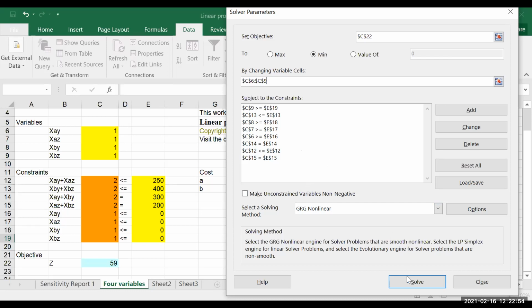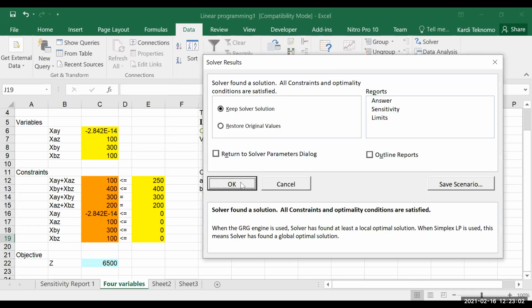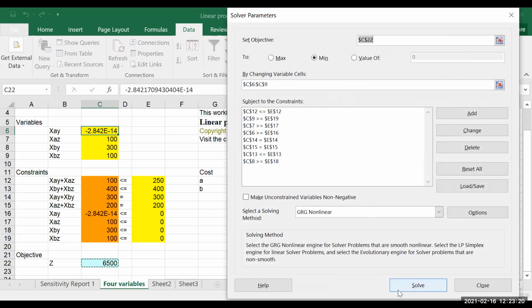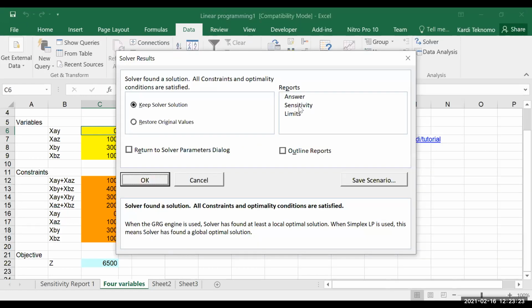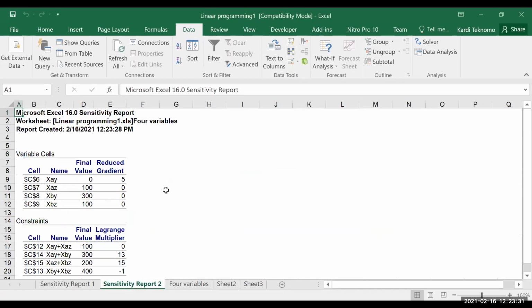Once you do that, you just click solve. Then you get the answer. Oh, I mistyped the question. Okay, so you found the solution. Of course, this is 0, basically 0. Again, you use the solver, you solve it, and for the sensitivity analysis, you just type sensitivity analysis, and you will get the sensitivity analysis report.